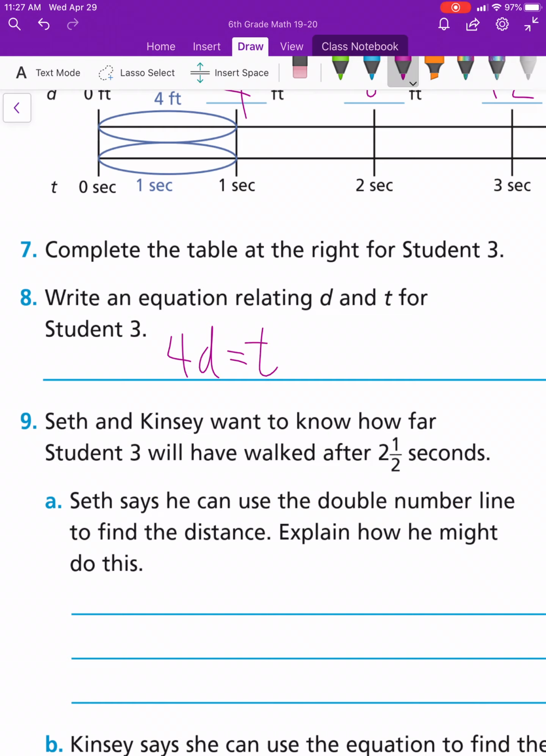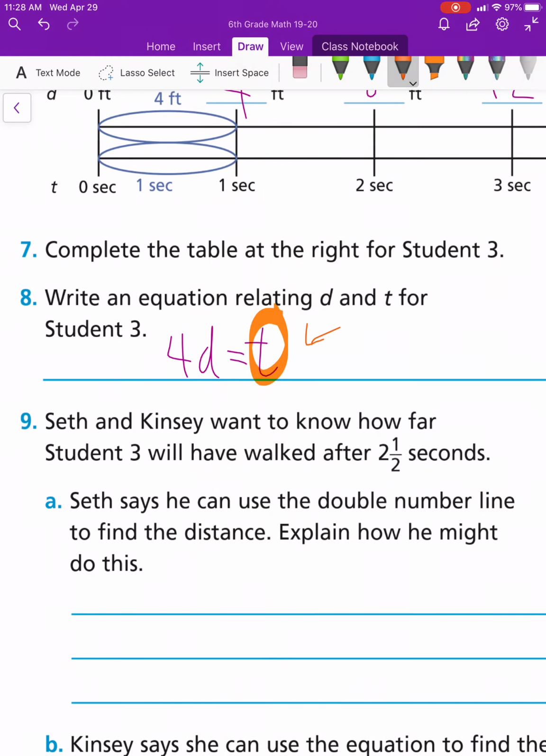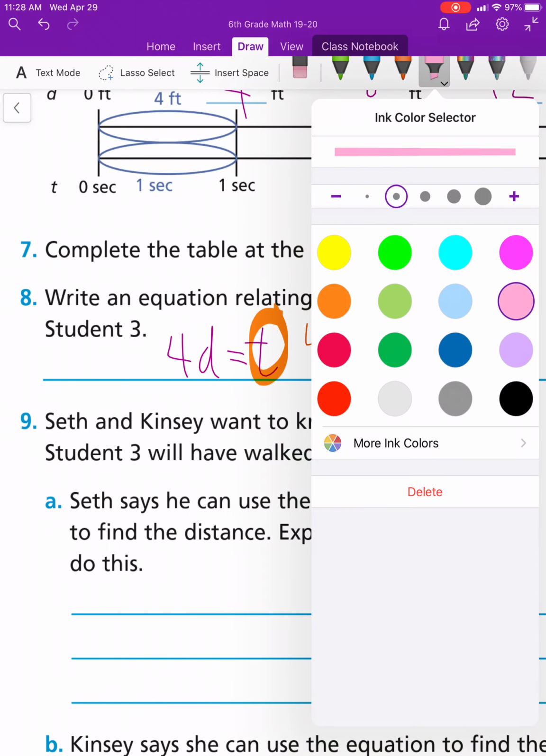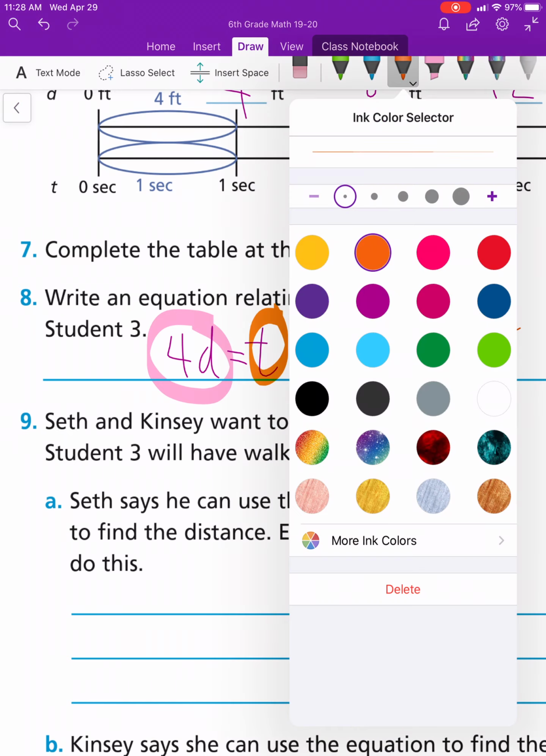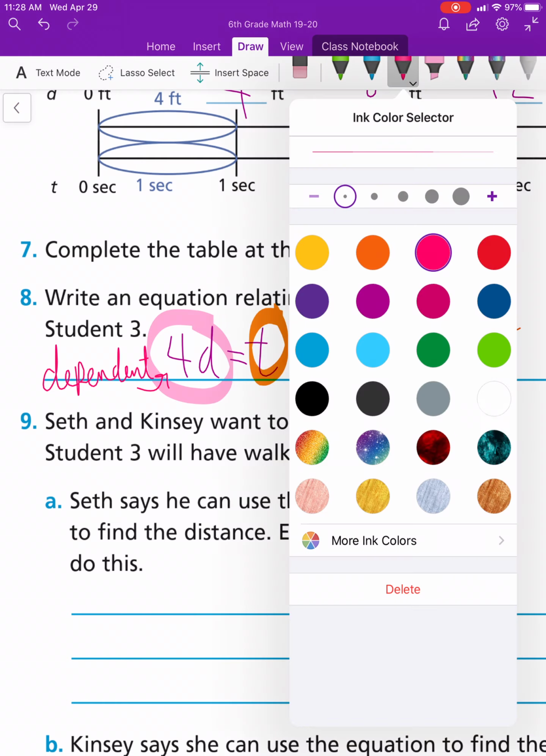4d equals t. Which one is my independent variable? My independent variable, the one that does not change, that would be my t, right? I'm going to write independent. And that would make this guy my dependent. Let me change that real quick. Dependent. Okey-doke. Okay.